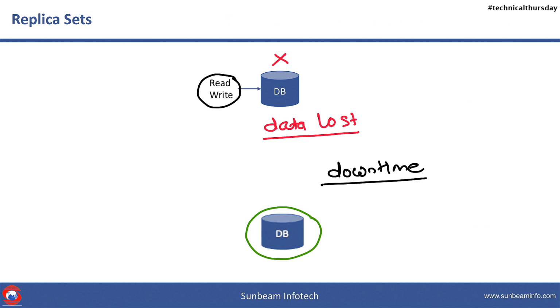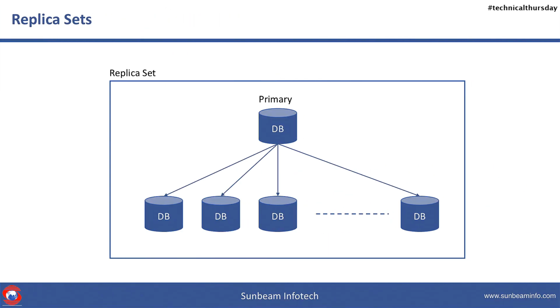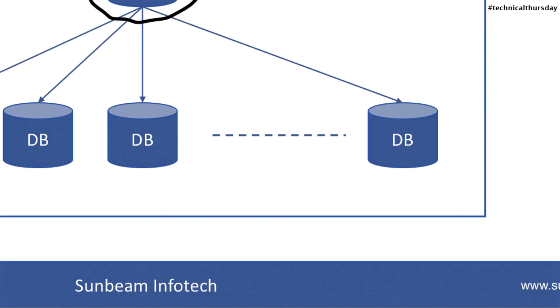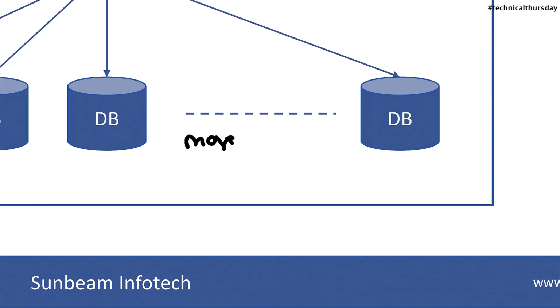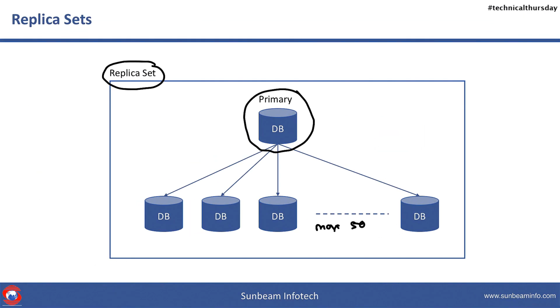This downtime is not acceptable or affordable in a real production environment, and that is the reason we generally go for the replica set. So what is a replica set again? In the production environment, a collection of one primary and multiple secondary instances is known as a replica set. One replica set can have a max of 50 secondary instances. So a collection of one primary and a maximum of 50 secondary instances is generally known as a replica set.